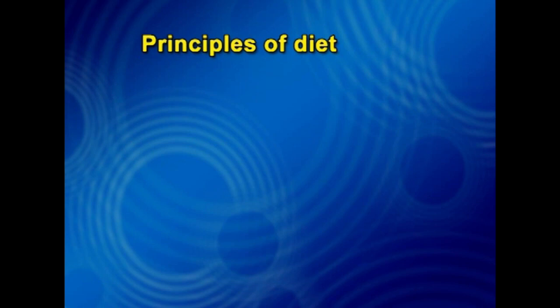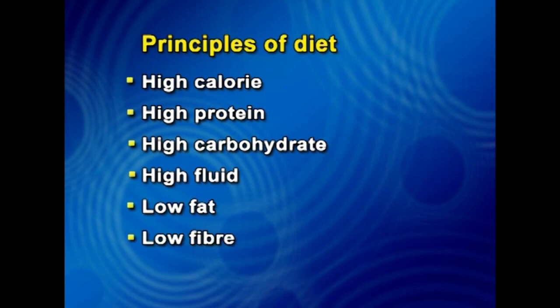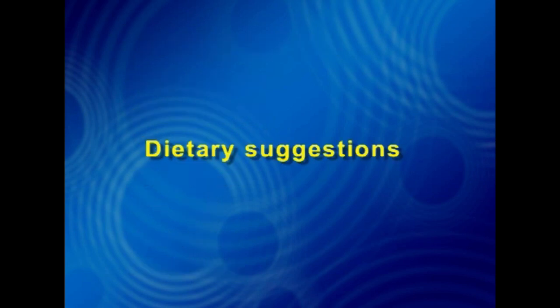Now, what are the principles of the diet for treating a typhoid patient? A high calorie, high protein, high carbohydrate, high fluid, low fat, low fiber and bland diet is recommended for typhoid patients. Now, what are the suggestions? The general principles of dietary treatment which we discussed for fevers are also followed for typhoid.